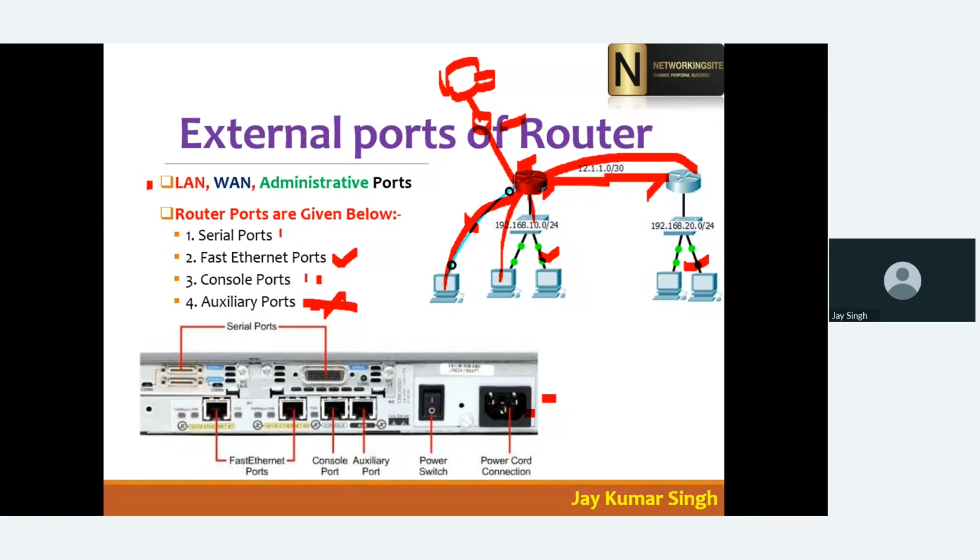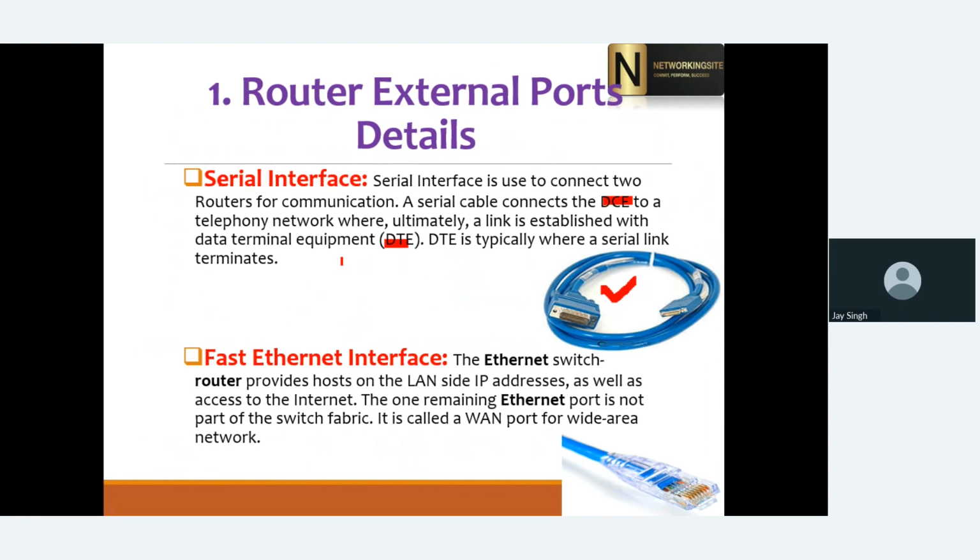But as I told you, nowadays we are not using serial port and we are not using auxiliary port. We are using fast Ethernet, gigabit Ethernet and console. Okay. So fast Ethernet is the port which is helping you to connect from router to router, router to switch, or router to PC for communication purpose.